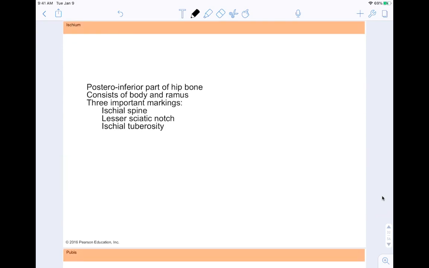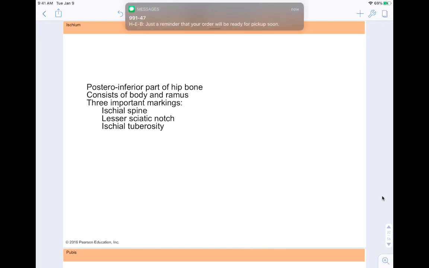Okay, the ischium. This is going to be the lower part. The ischium is the posterior, so the back, inferior, below part of the hip bone. It consists of a body and a ramus. It has 3 important markings: the ischial spine, the lesser sciatic notch, and the ischial tuberosity.